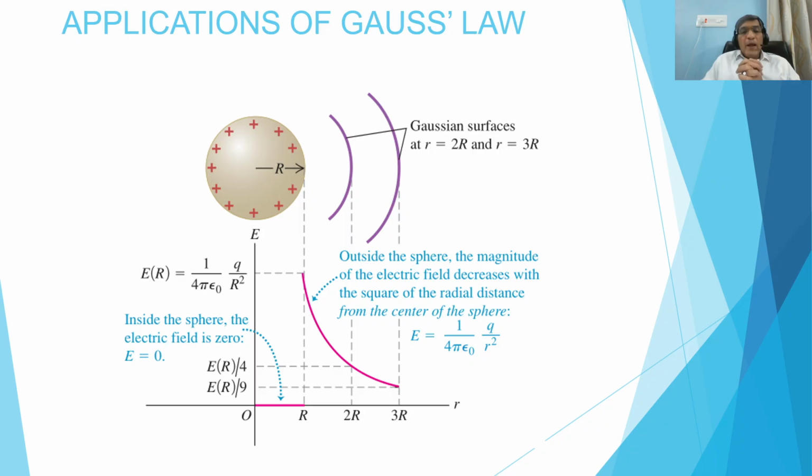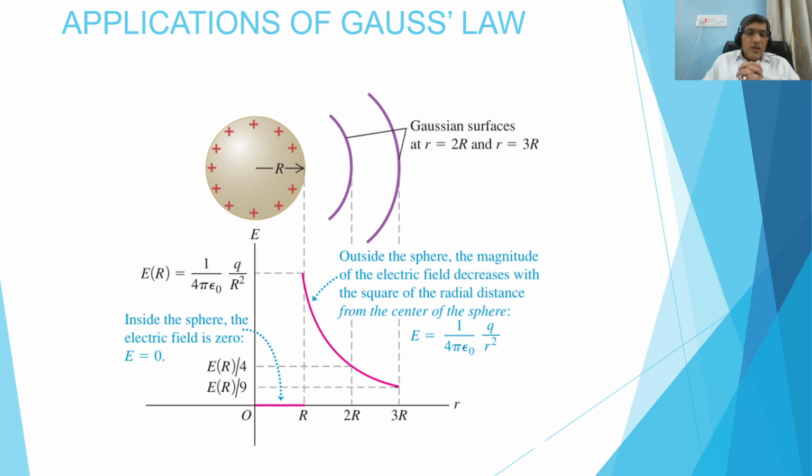As we know, the electric field inside the conductor is zero. If we move to a radius less than capital R, then the electric field is zero, which is shown by the graph. As you see in this graph, on the x-axis we have small r in terms of capital R, where capital R is the radius of the conductor surface, and then we move to 2R and 3R as we draw the external imaginary Gaussian surfaces to find the electric field at large distances.